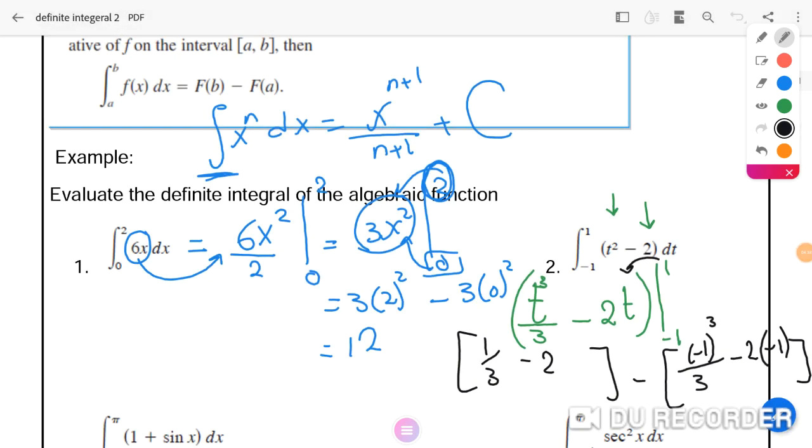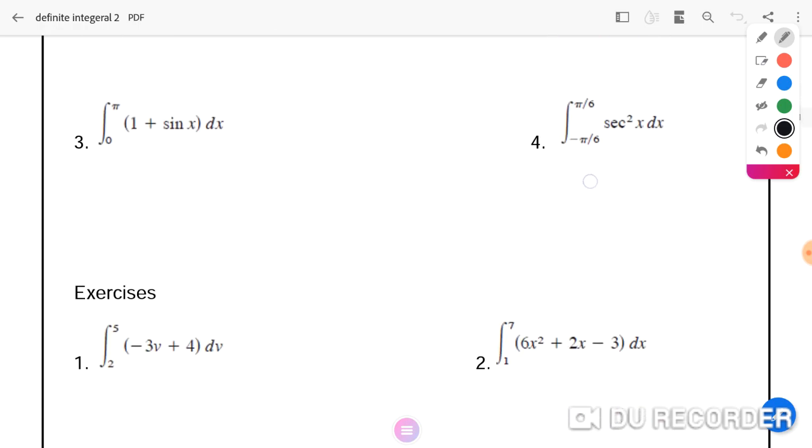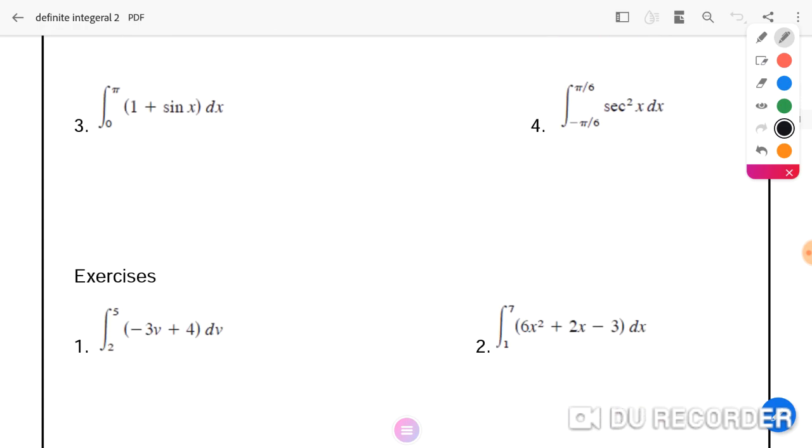By using the calculator, you will find the final answer, sorry, -10 over 3. Use your calculator, find the answer of the first bracket, then the answer of the second bracket. So the answer of the first bracket minus the answer of the second bracket. Okay, let's continue the solution of this sheet as you see here.